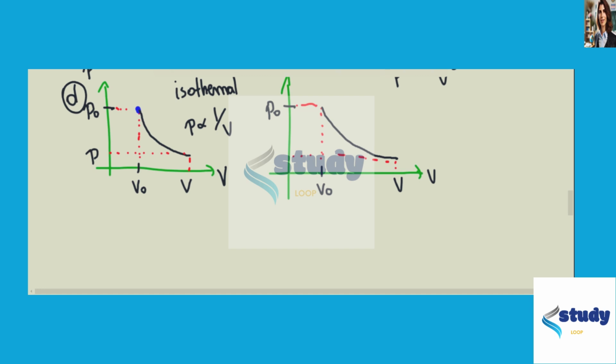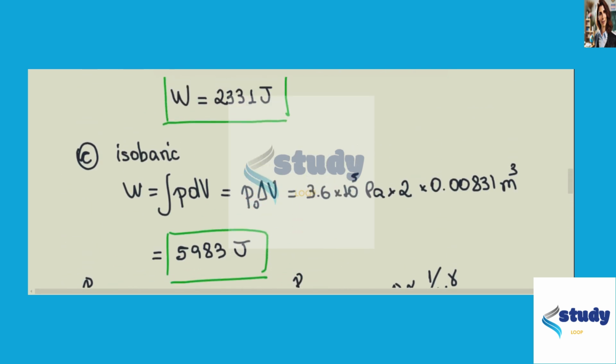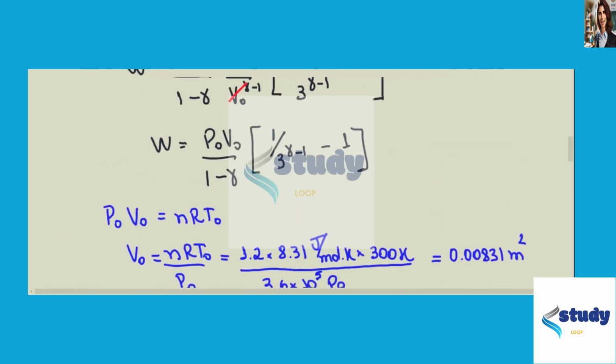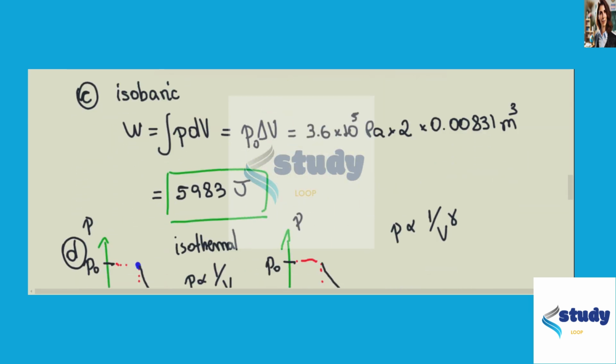Then, finally, we have the isobaric case. It's again the easiest case to draw because it's just a straight line. P is kept constant and V is changed from V0 to 3V0. And as we can see in our previous answers, the case where the work is greatest is the isobaric case, this one here.